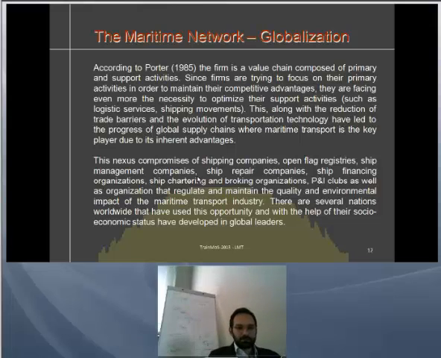There are, again, as we have explained, various stakeholders within this business, and there are various nations worldwide that have used the opportunity. They have used the opportunity to gain this competitive advantage, and they have become global leaders in some specific factors within maritime transport.